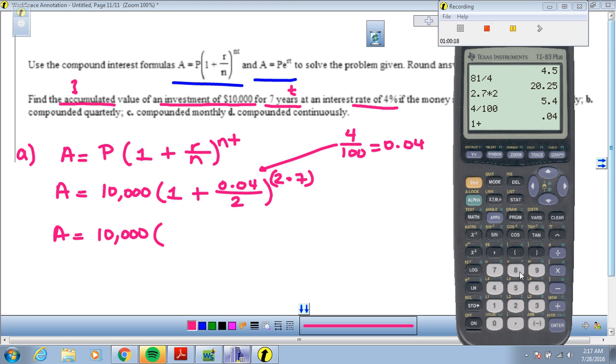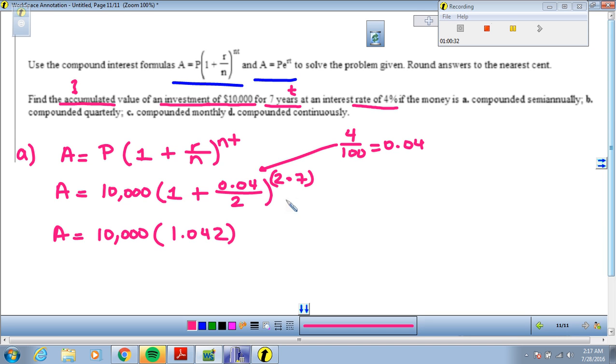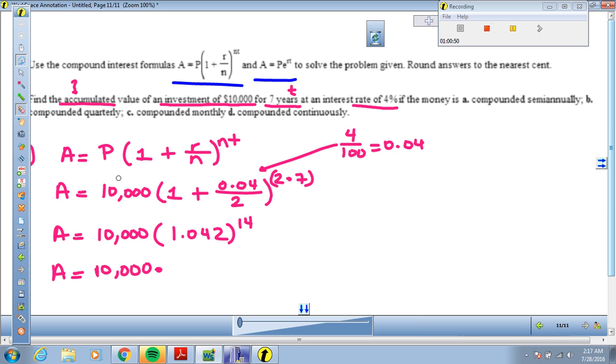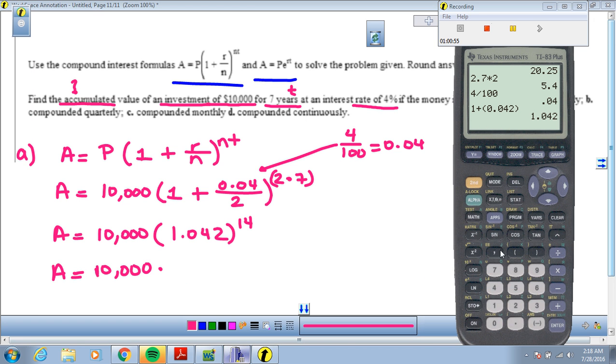1 plus, in parentheses, 0.04 divided by 2. The fraction, put it in its own parentheses. So all this is 1.042 raised to that. 2 times 7, you can already do that, 14. So you have 10,000 multiplying this number raised to 14. Before you say, let me multiply 10,000 times this number, you can't, because the 1.042 has an exponent. It's been raised to an exponent. So 1.042 raised to 14.